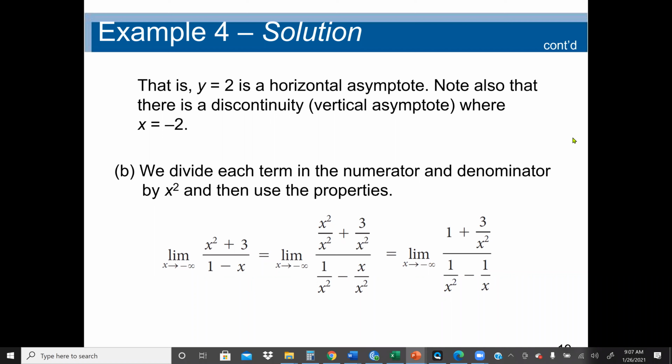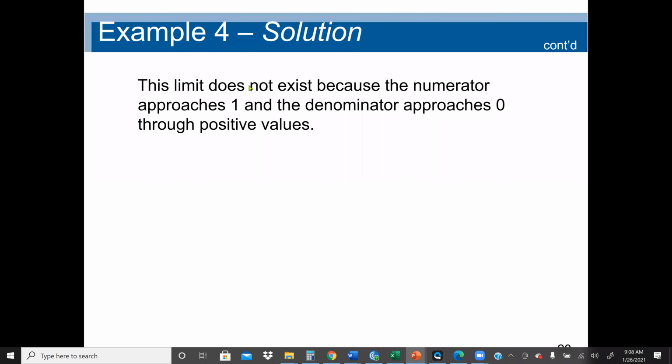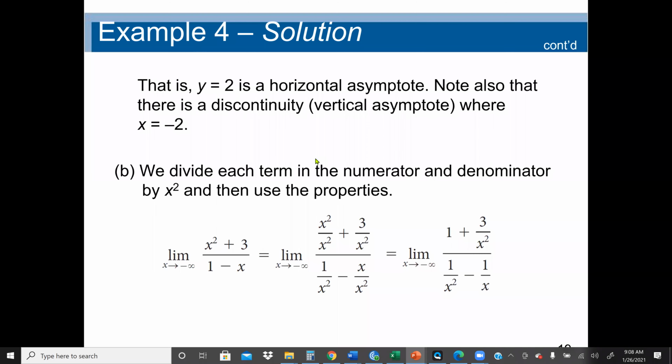Only here, on the slide, they didn't plug in the zeros, but we can see that everything here is 0. So we went straight and said that the limit does not exist because the numerator approaches 1, but the denominator, what does it approach? It approaches 0, because we can see the zeros. And here it will be 1 plus 0, which is 1. So we get 1 over 0. 1 over 0 means the limit does not exist.